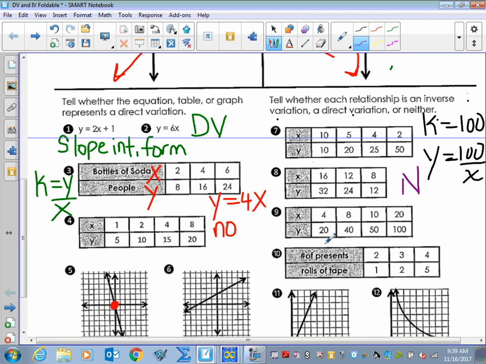All right, take a look at number 9. Let's multiply. 20 times 4 is 80. 40 times 8, I already know that's not 80. So that's not inverse. Is it direct? 20 divided by 4 is 5. 40 divided by 8 is 5. 50 divided by 10. 100 divided by 20. So my direct variation equation is y equals 5x, because I was getting 5 each time.